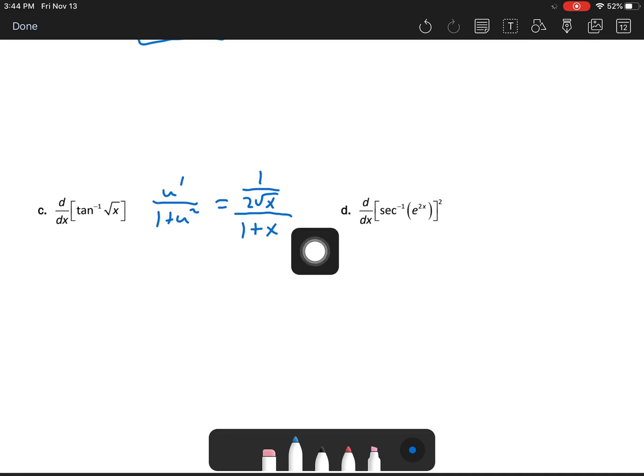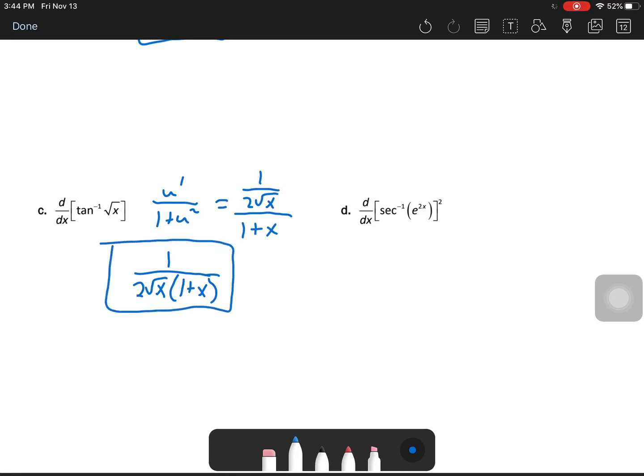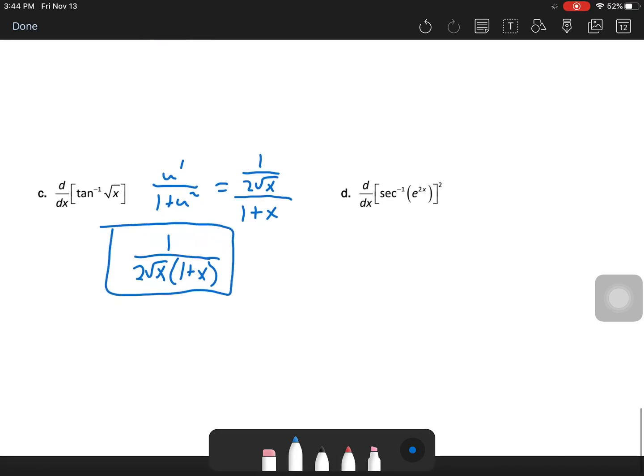So if we were, complex fraction, if I multiply by the reciprocal of the denominator, I would have 1 over 2 root x times 1 plus x. And I guess that's probably simplified enough. I suppose we could distribute that through, but it might be left in the factored form too.